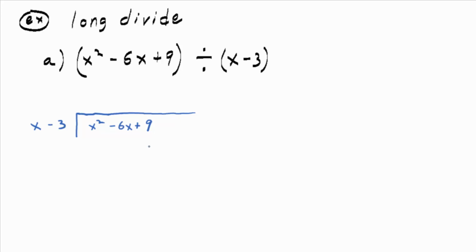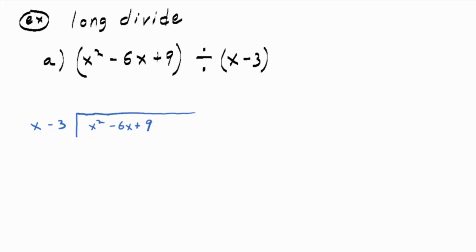So the process is this. Think of a number that you can multiply x by. Now, when I say x, everybody look up at the screen. I'm thinking of that x. Think of a number you can multiply this x by to get x squared. Or not a number, really, it's a variable. So what could you multiply x by to get x squared?